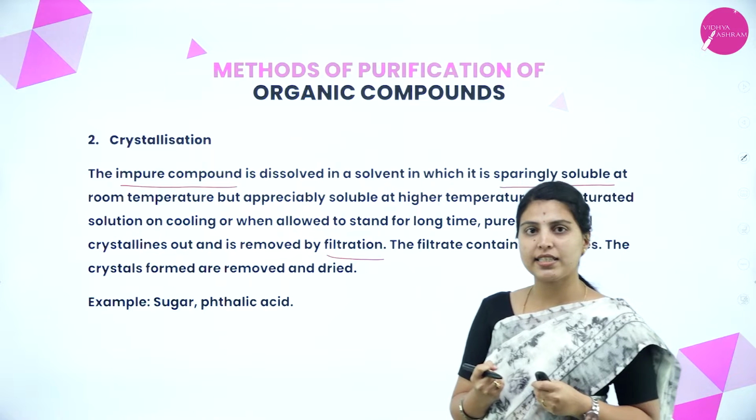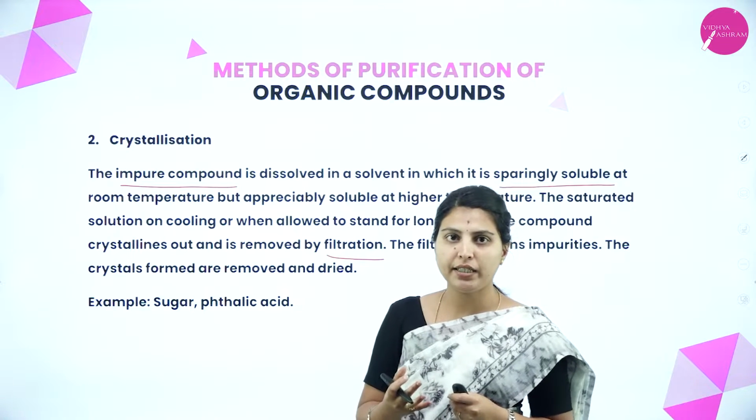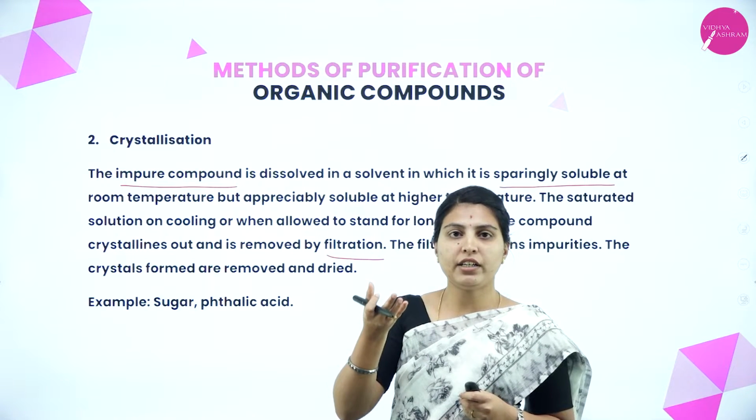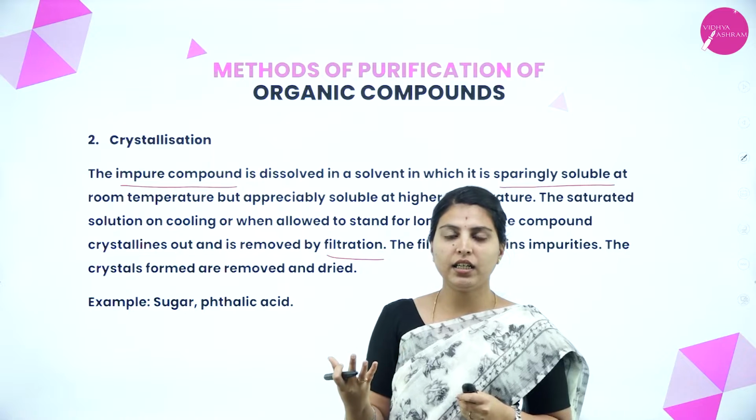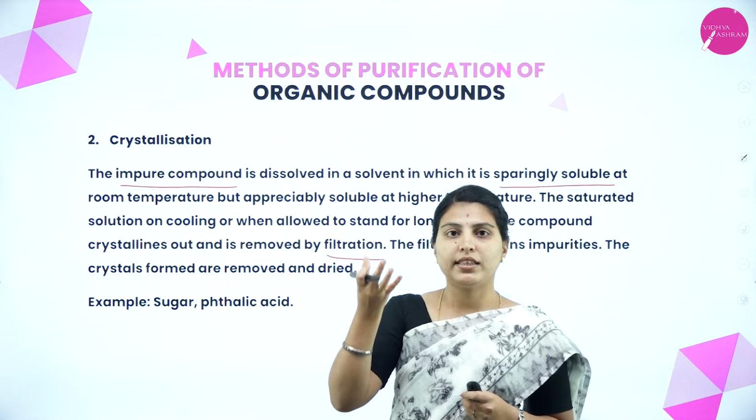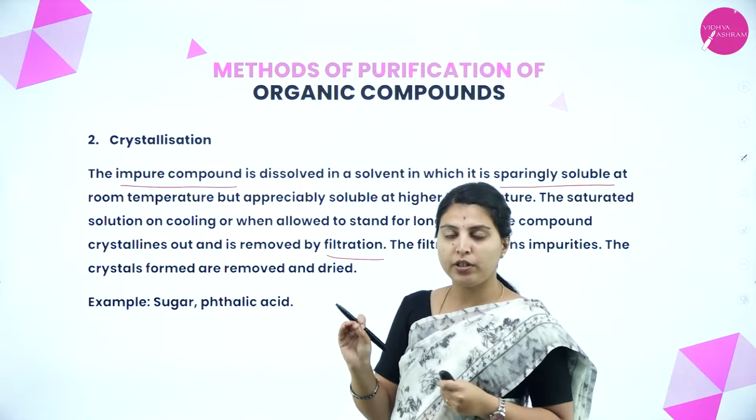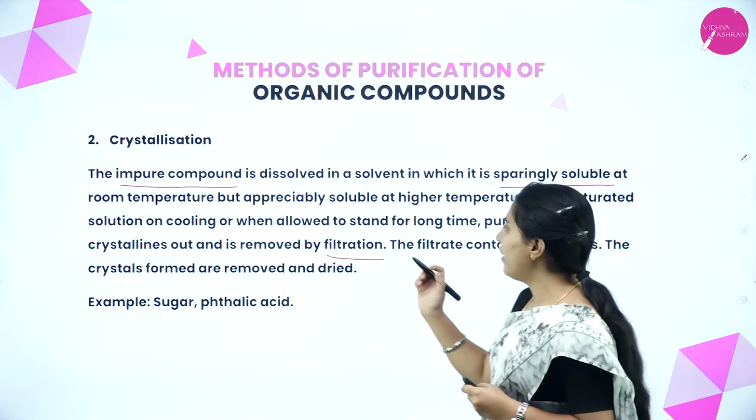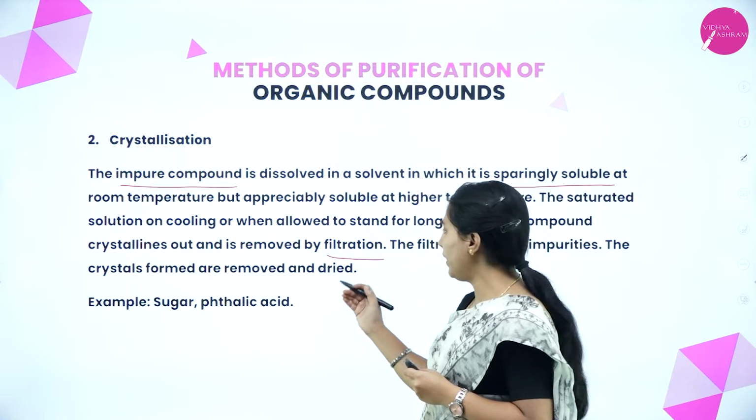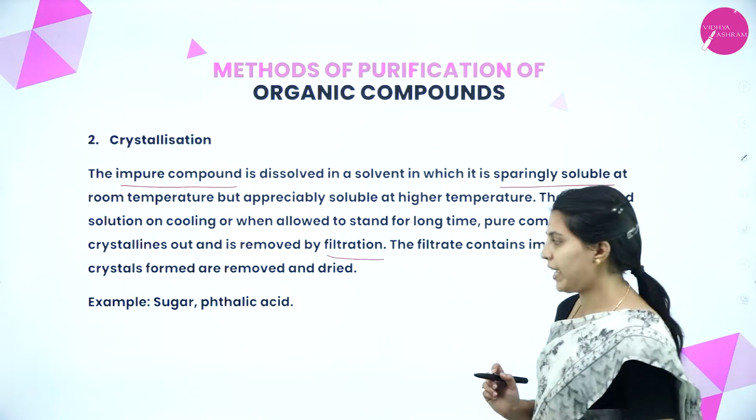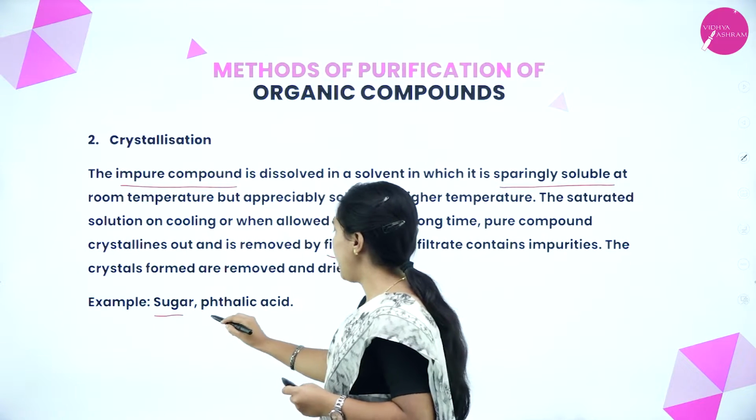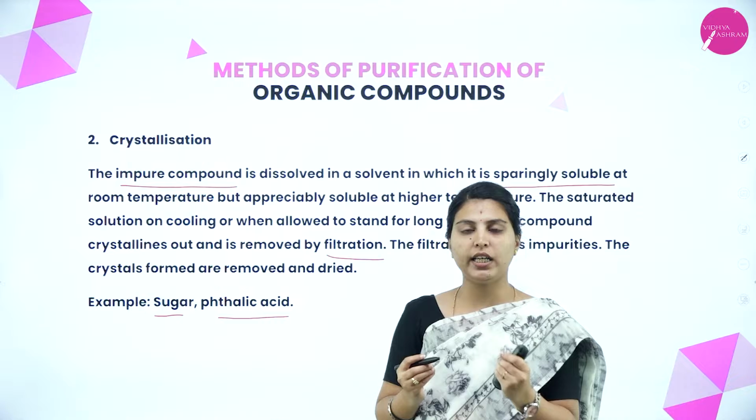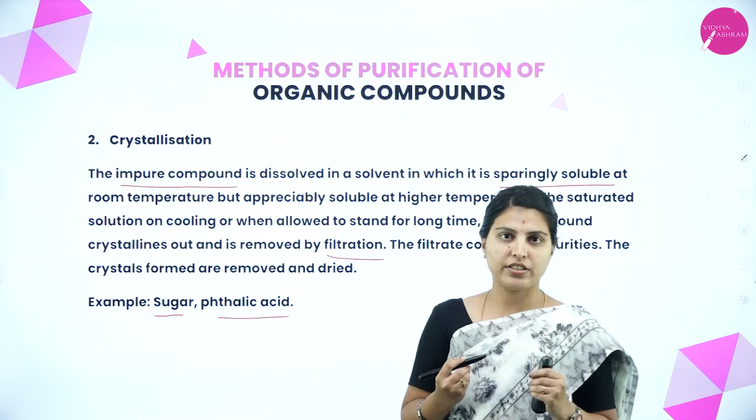After that crystallization, you have to filter, and the filtrate present after the filtering will be impure. The pure compound should be removed from that impure solution and dried. The best examples are sugar and phthalic acid. Sugar, if you see, is in a crystalline structure.